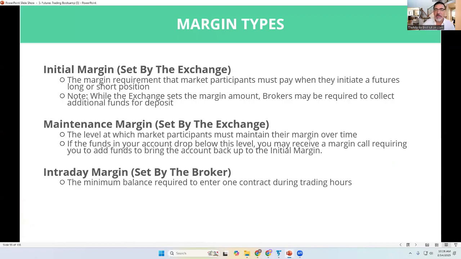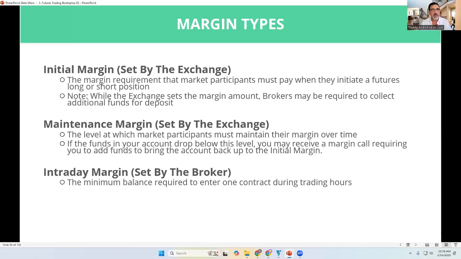There are three different types of margin. Okay, we have the initial margin set by the exchange. These are the margin requirements that market participants must pay when they initiate a futures long or short position. While the exchange sets the margin amount, the broker may require to collect additional funds for deposit, or they may choose to take less collateral on that trade.